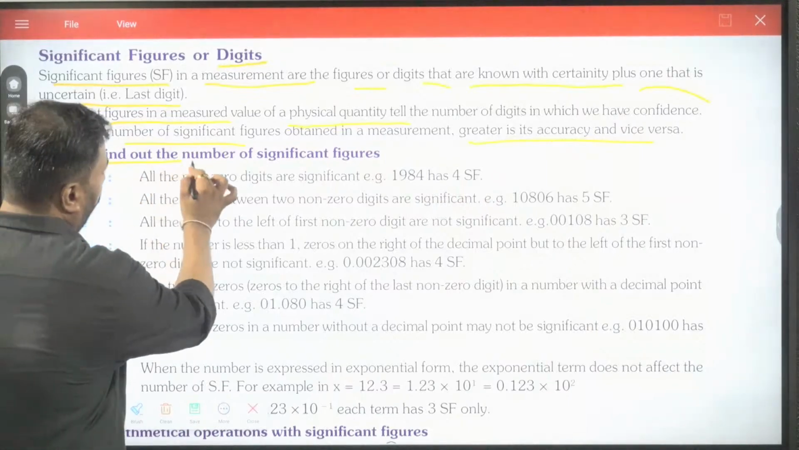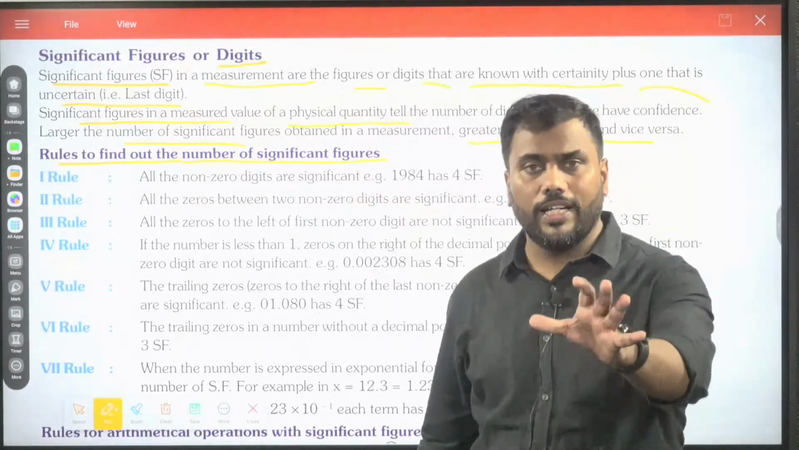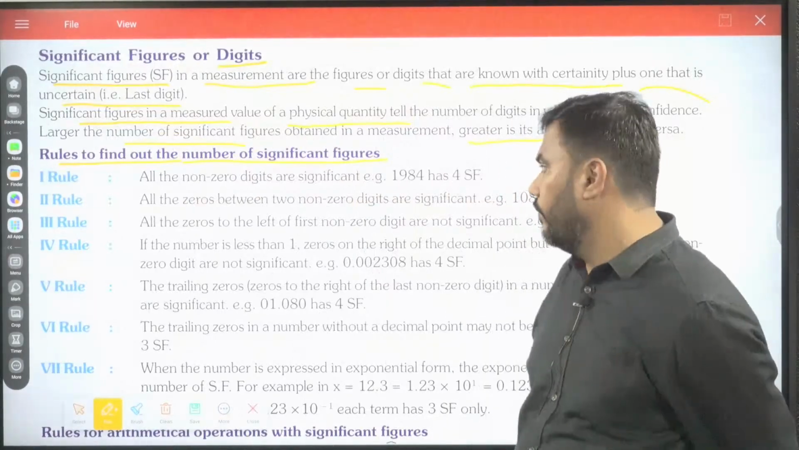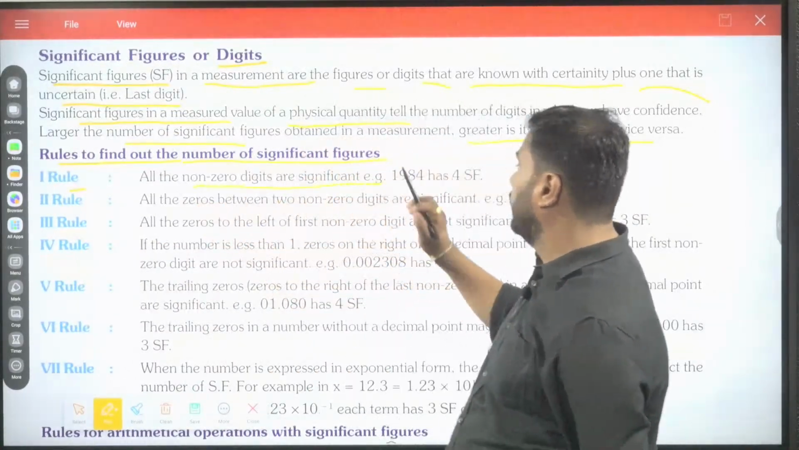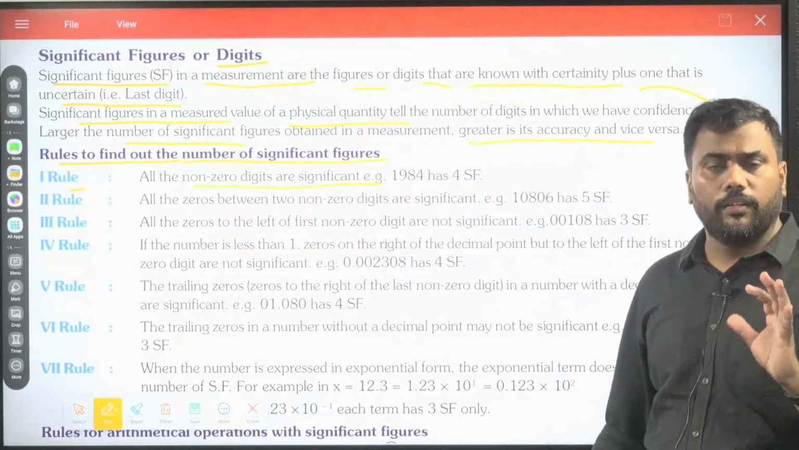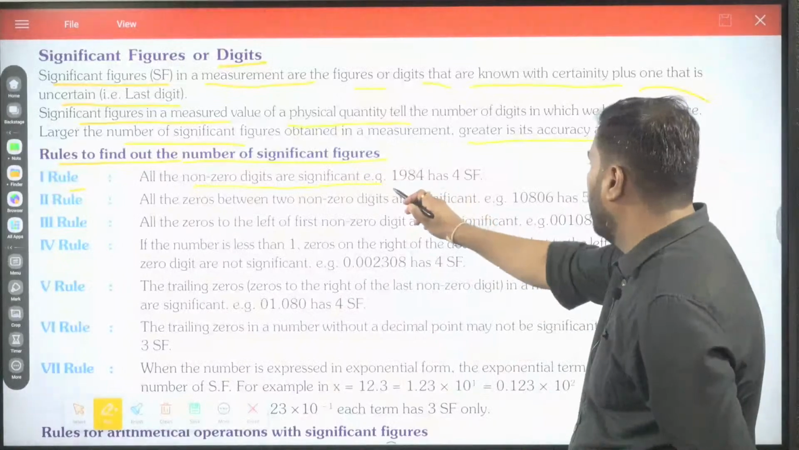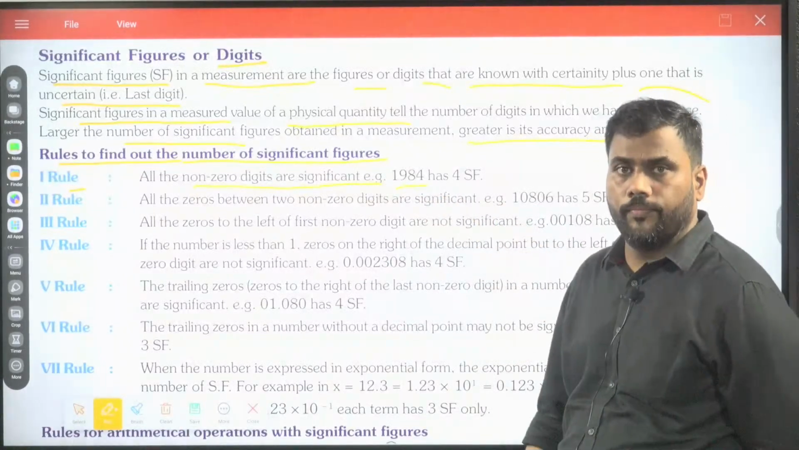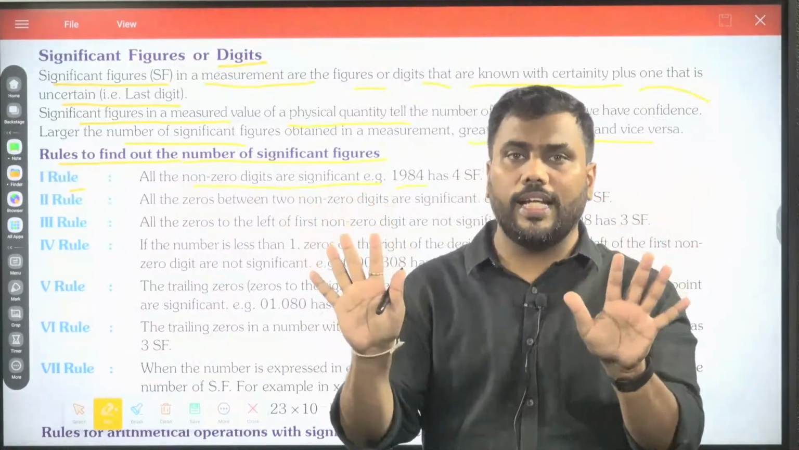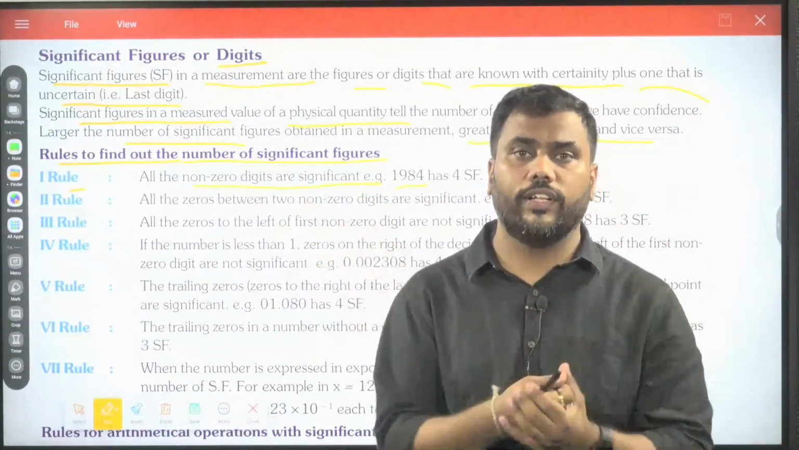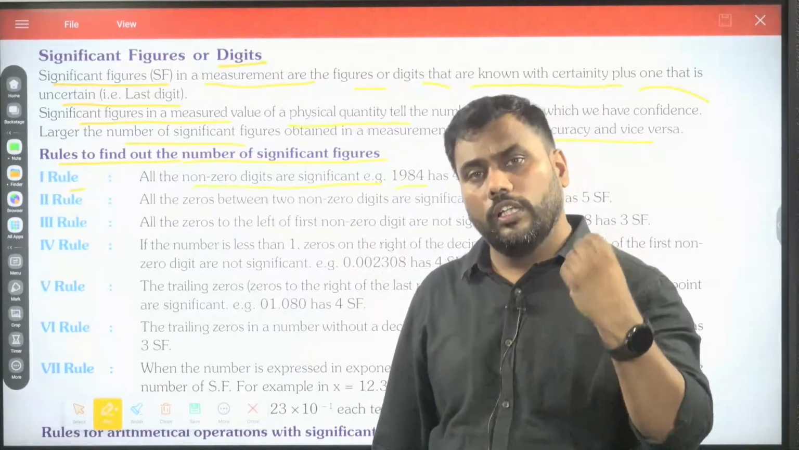Now there are some rules to decide the total number of significant digits. First rule: all the non-zero digits are significant. In any measurement, whatever digits you are getting which are non-zero, all those are significant. 1984 has 4 significant digits. If I ask you the total number of my fingers, you will reply 10. 10 has 2 significant digits.